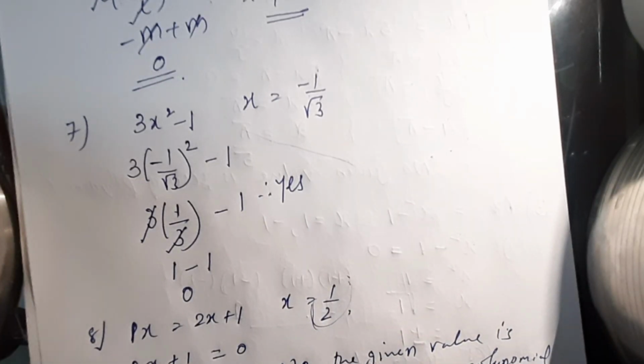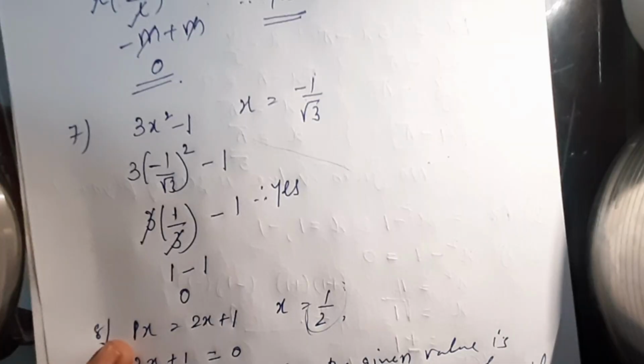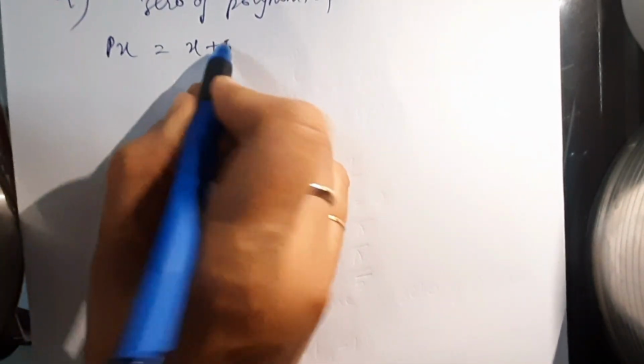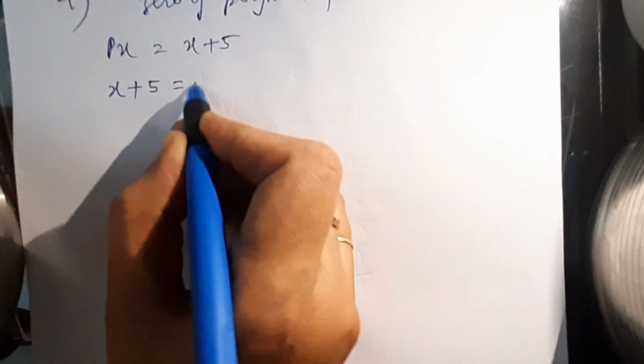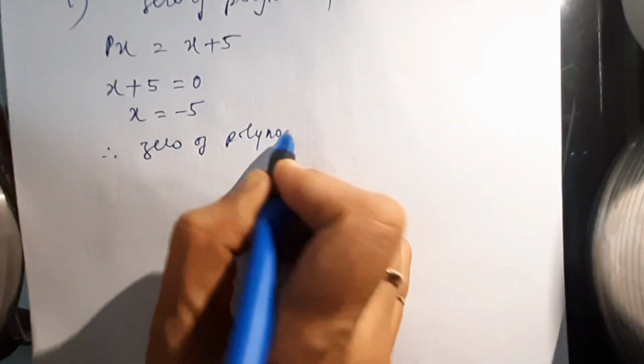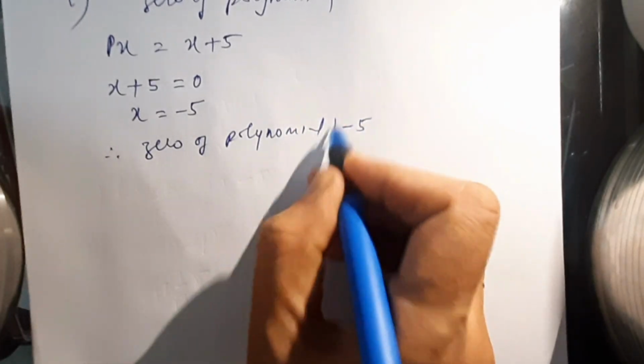So this is how we solve this exercise. Now one more question is there in this exercise, question number 4. With that, this 2.2 exercise will get completed. So let's start with question number 4. Here we need to find the 0 of the polynomial. P of x is given as x plus 5. As I told, we need to compare this with 0. So x plus 5 is 0, thus x is minus 5. Therefore the 0 of the polynomial is minus 5.